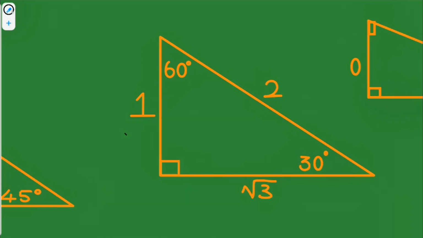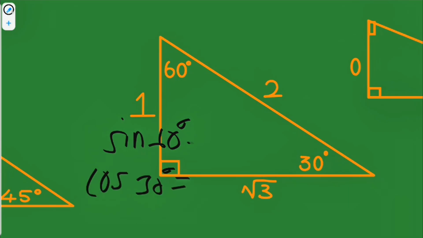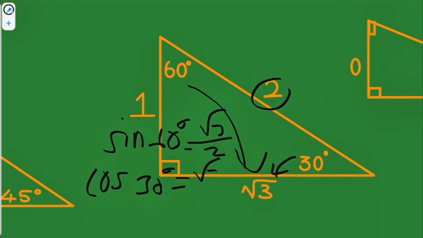What about sine 60 degrees and cos 30 degrees? Believe you me, they're both equal as well, and they will give us square root of 3 over 2. So sine 60 degrees is opposite, which is square root of 3, divided by 2, which is the hypotenuse, and then cos 30 degrees is adjacent, which is square root of 3 divided by 2.